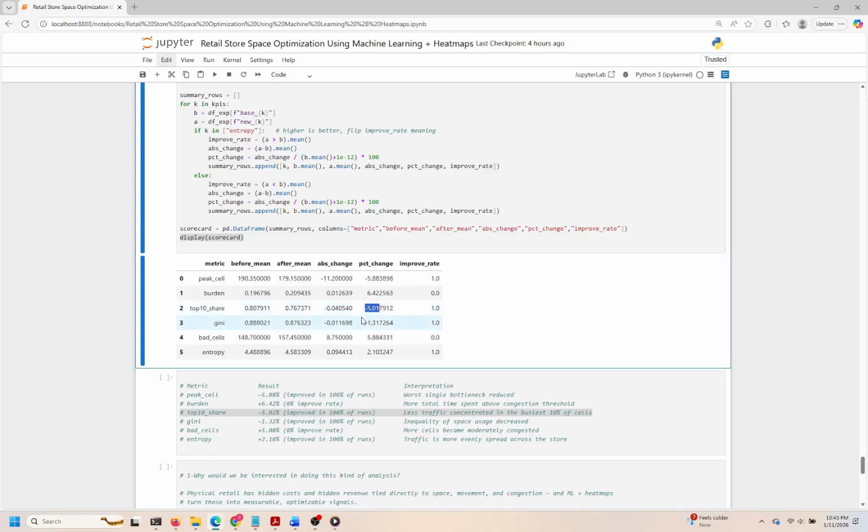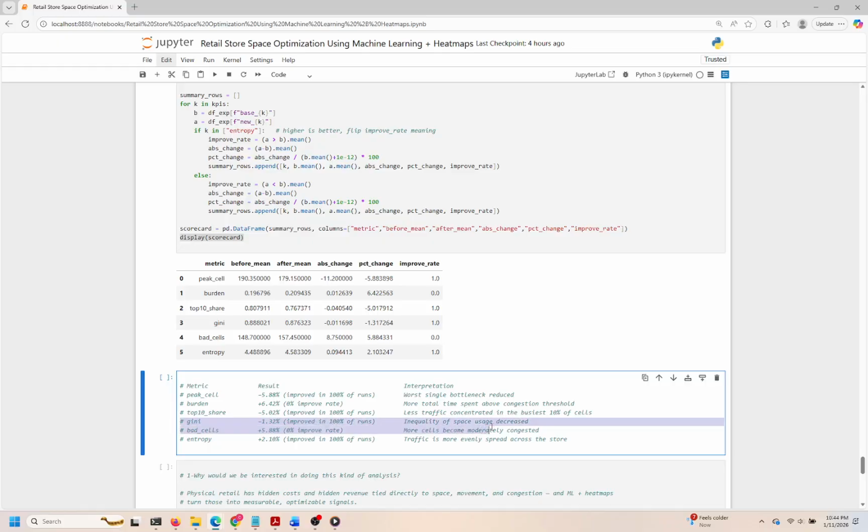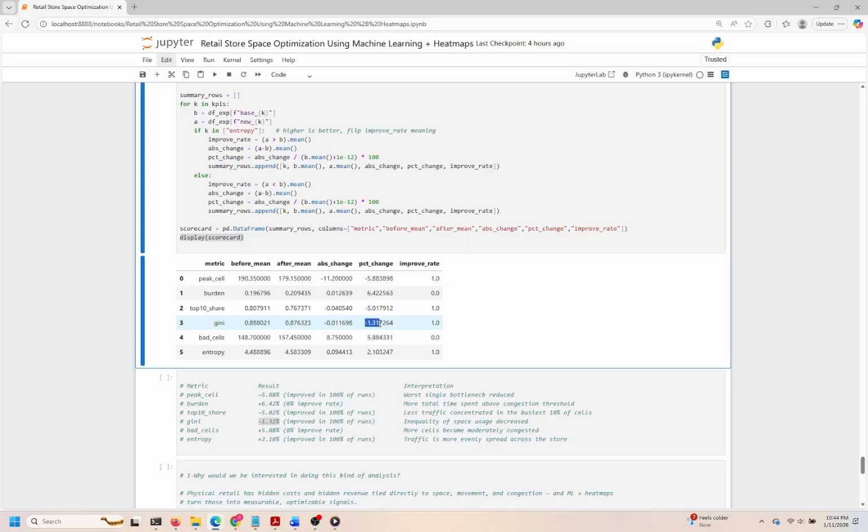On the inequality front, the Gini coefficient shows a slight decrease, revealing that space usage has become more equitable, which is a positive trend. Interestingly, the number of bad cells has risen, indicating that more areas are now experiencing moderate congestion without any improvement. This serves as a reminder that while we may have targeted specific problems, we shouldn't lose sight of new issues that can arise.